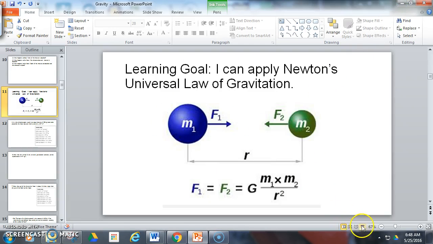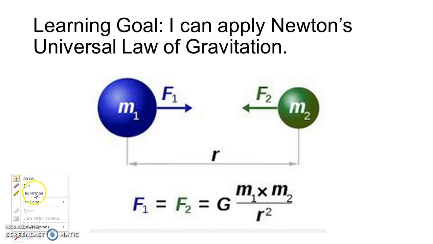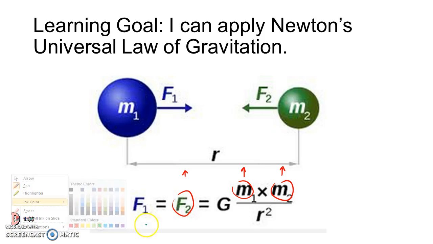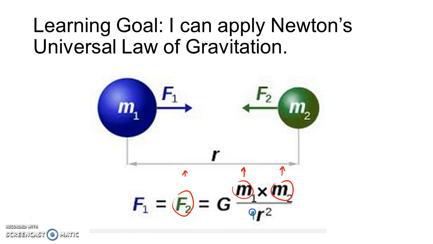So let's see what that means in an equation. Increase one of the masses, either one of the masses, the force is also going to increase. Or I can increase r. r is the distance between the centers of the two objects. If I increase that number, this force is going to decrease. Those are inversely related. Let's see how we can apply this law. G is a constant. So we'll talk about that constant in a second.